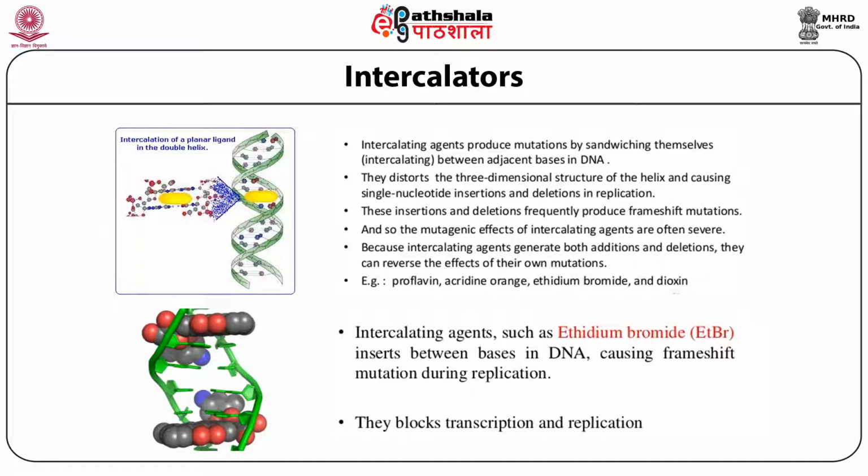Because intercalating agents generate both additions and deletions, they can reverse the effect of their own mutations. The examples of intercalators are proflavin, acridine dyes such as acridine orange, ethidium bromide, and dioxin. Intercalating agents such as ethidium bromide insert between the bases of DNA, causing frame shift mutation during replication, and thus they block the transcription and the replication process.